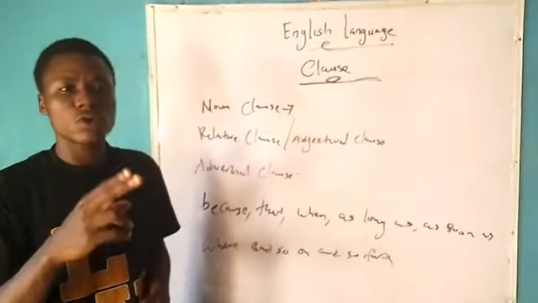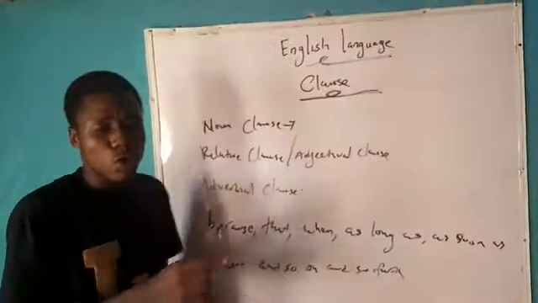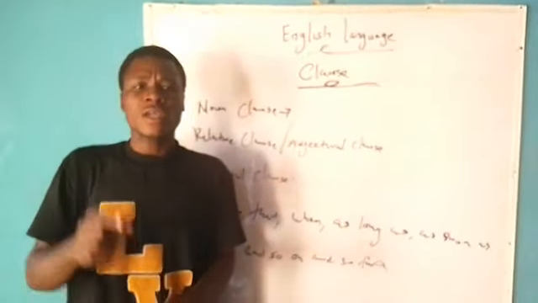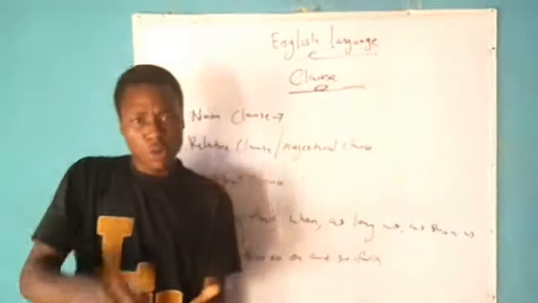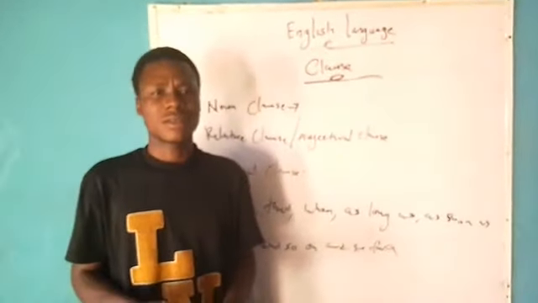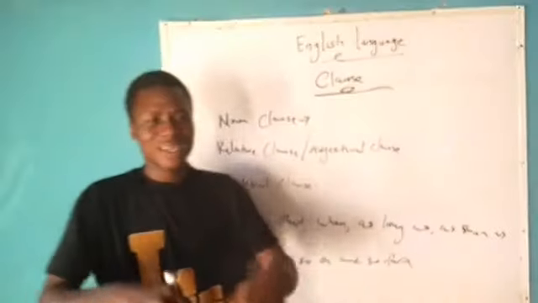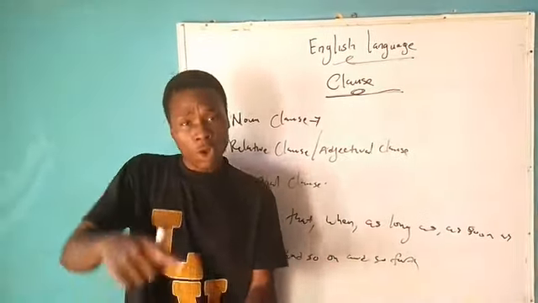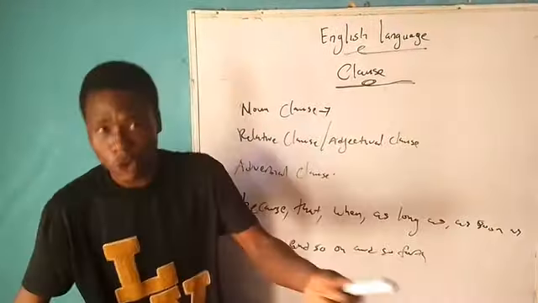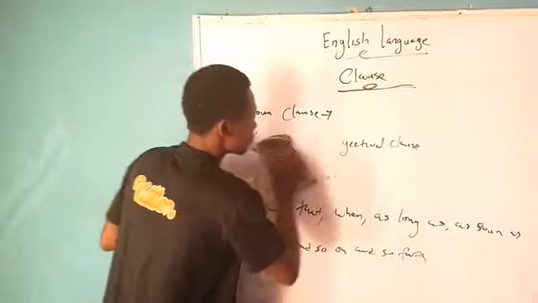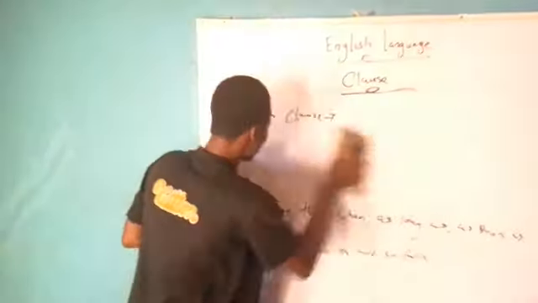And the second thing to note for you to know a noun clause, wherever you see it, is that the noun clause must act as either a subject, object, or complement. Now let's look at the following examples of a noun clause.